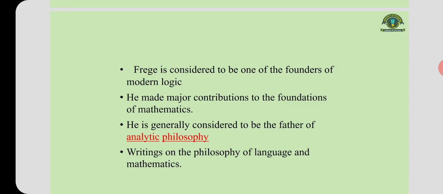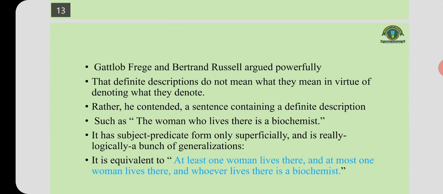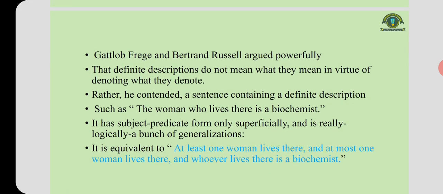Frege used a number of expressions in his own writings. Writing on the philosophy of language and mathematics was his main interest, and Frege and Bertrand Russell argued powerfully that definite descriptions do not mean what they mean in virtue of denoting what they denote. One is the purpose of denotation of something, and the other is the virtue of denoting what they denote. The meaning of meaning, the reference of references, the referrals of the referrals.